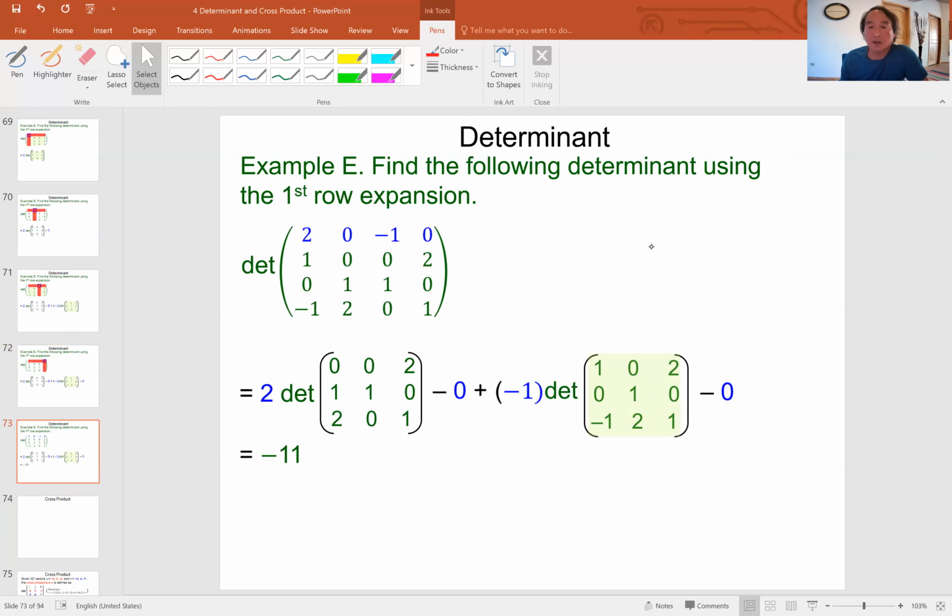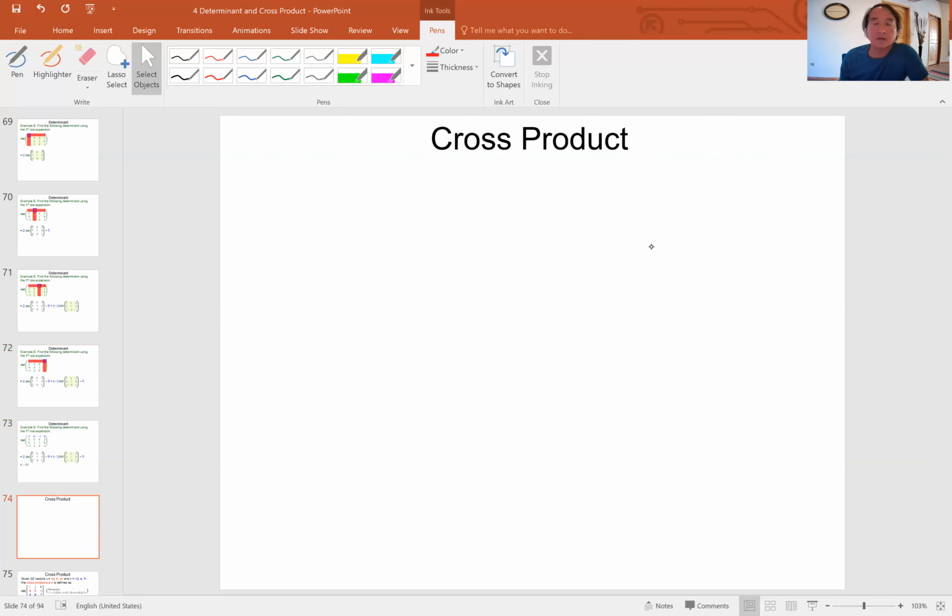The main reason why we want to talk about determinant cross product: one of the things in mathematics we do is geometry. We would like to find a perpendicular direction to some given set of vectors or vector. So in the two-dimensional case, it's very easy.